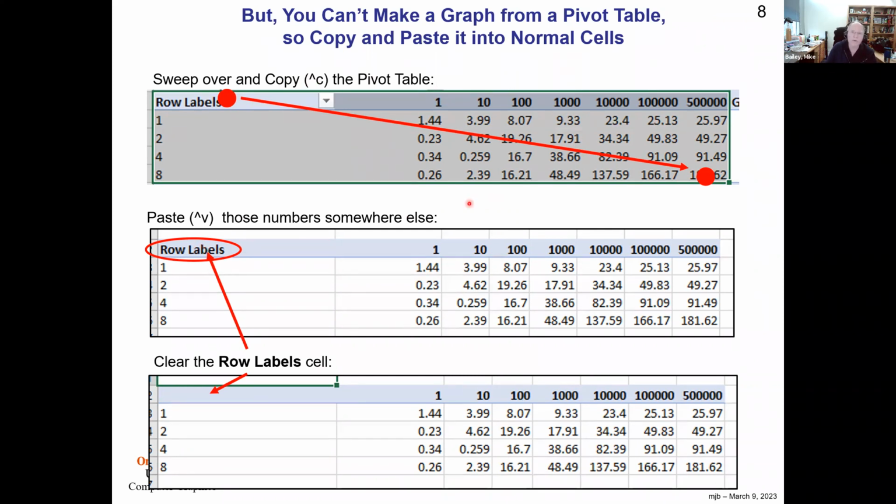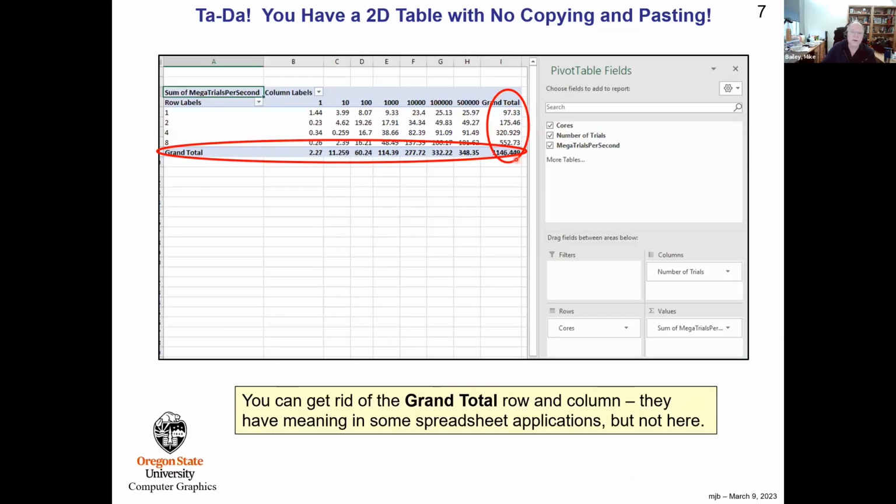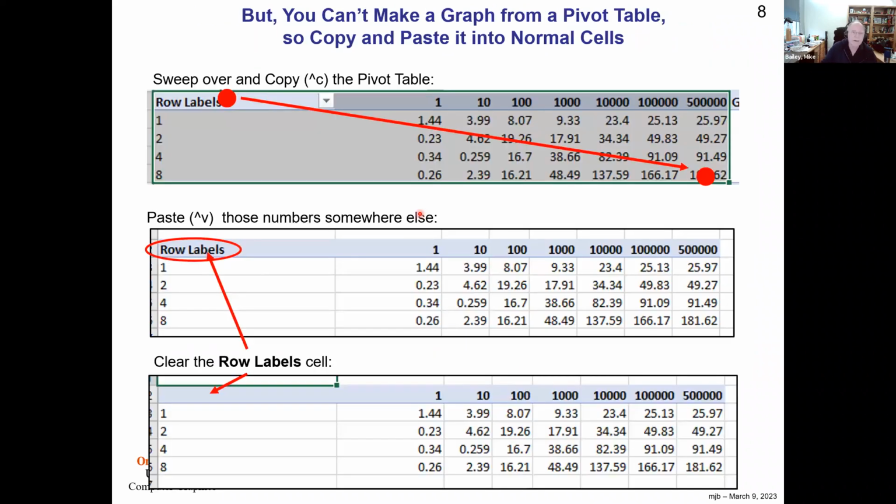Notice that there are grand totals. There's a grand total column and there's a grand total row. In business profit data, that might make sense. It does not make sense for us. So when you're sweeping, don't sweep over any of the grand totals. See, here's probably G for grand. Don't sweep over any of that. We don't need it. Don't copy it.